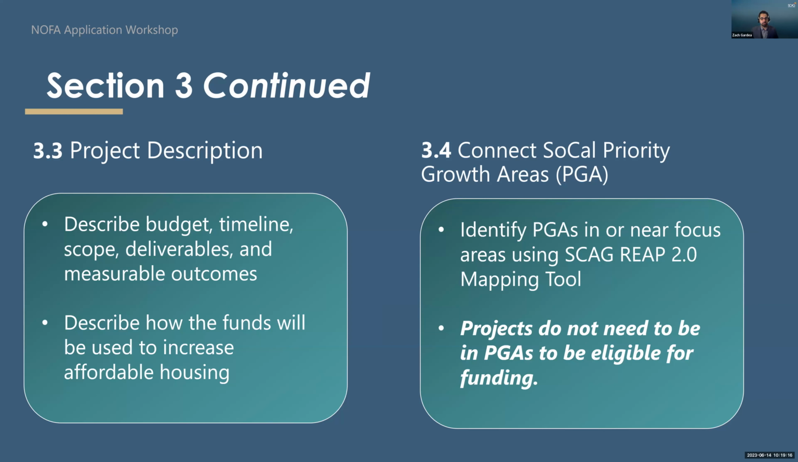Section 3.4 focuses on priority growth areas. Here you will check off which PGAs are located in or near the project area, and you will use SCAG's REAP 2.0 mapping tool to produce a map that you will submit with your application. And again, we'll show you how to access and use that tool later. Important to note that projects do not need to be in PGAs to be eligible for funding. However, PGAs will come into play in how you respond to several of the criteria questions.